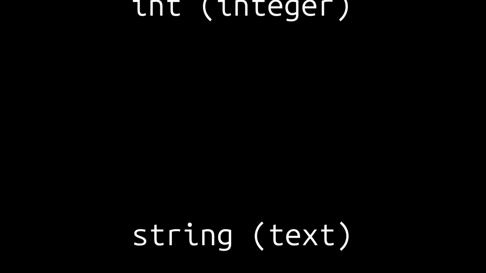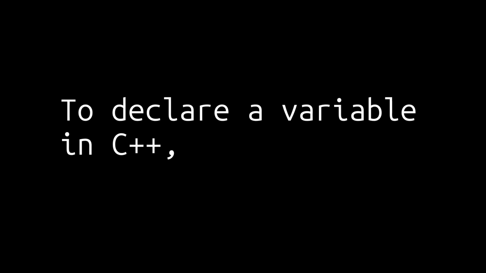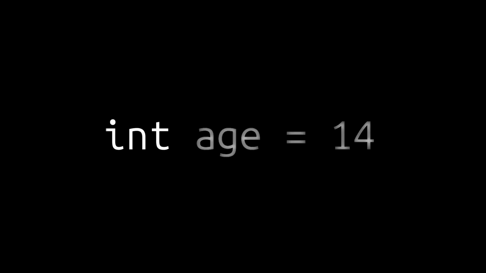Now let's talk variables. Variables are like little boxes of data. Variables can have different data types, such as int, string, bool, char, and float. To declare a variable in C++, do this. As you can see, we have the data type first, followed by the variable name, and then an equal sign, and then the value. To access this data, you can simply use the name.